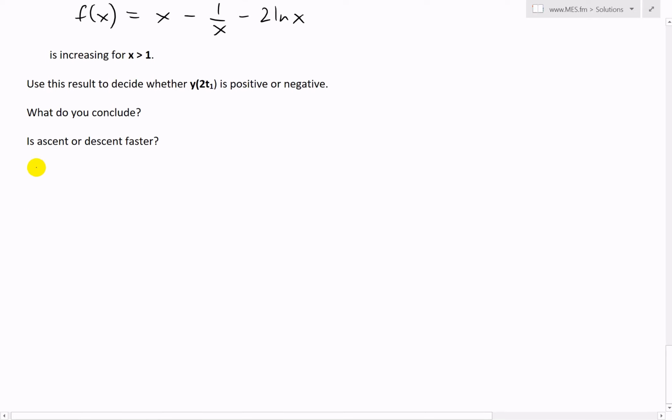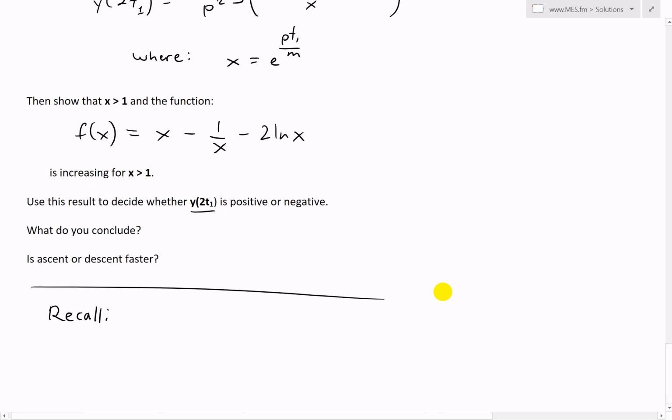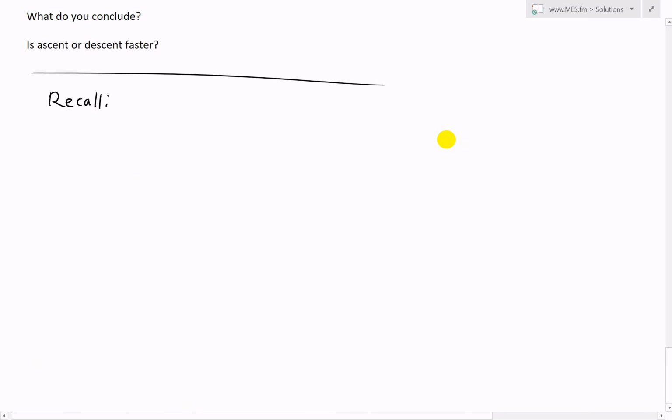So let's go ahead and look at the solution here. But first, recall why we're looking for this y of 2 t1, and trying to find out if it's positive, negative or 0. Let's look at the applied project, where you throw a ball in the air. Let's say it reaches its maximum height and then comes back down. The height function y of t is like this.